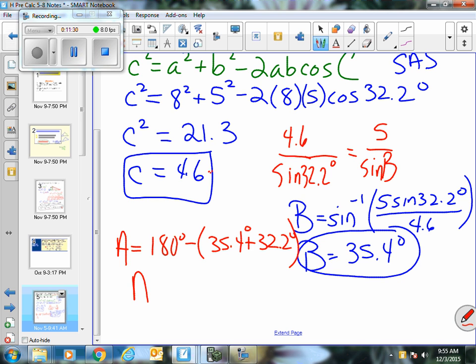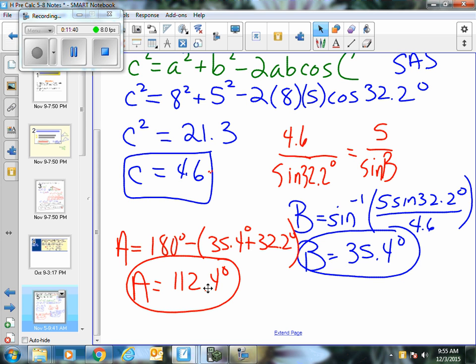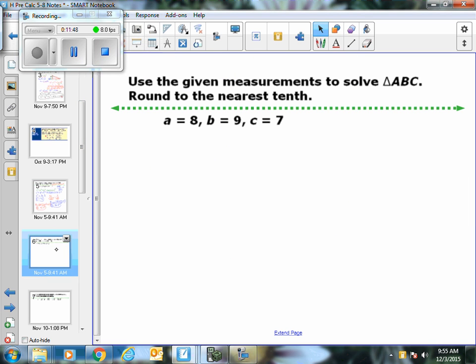So we don't need to use either law of sines or cosines now because we're just doing that find the third angle. So that last one would be 112.4. So law of cosines kind of gets us in the door. We can find that one new piece of information, and then we can use what we know from law of sines to find the rest. Okay, so that's a side angle side. Let's do a side, side, side now.